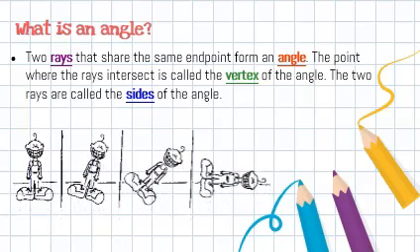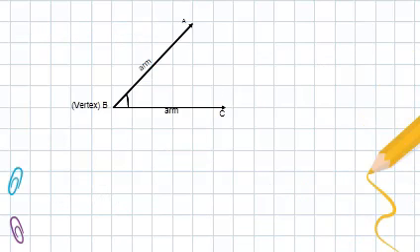So let us take an example. We have this angle, or the two rays BA and BC. The rays BA and BC meet or intersect at the point B. So they have the same endpoint, which is B. So they form an angle which is inside. So this figure shows the angle ABC or CBA.